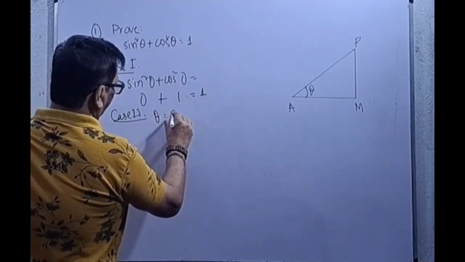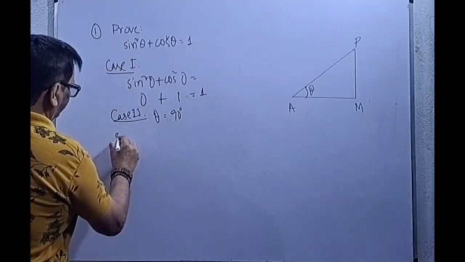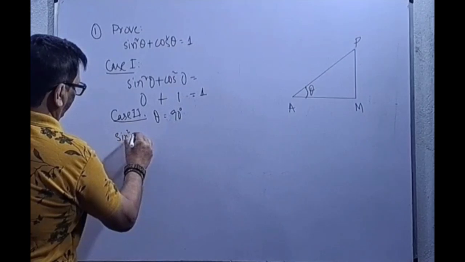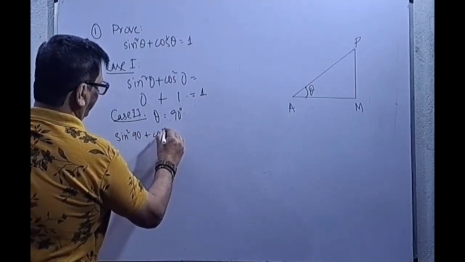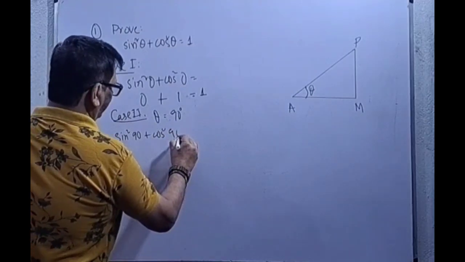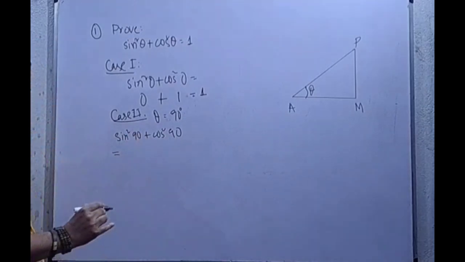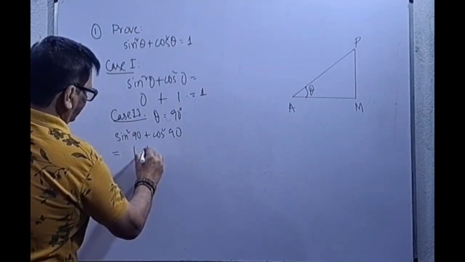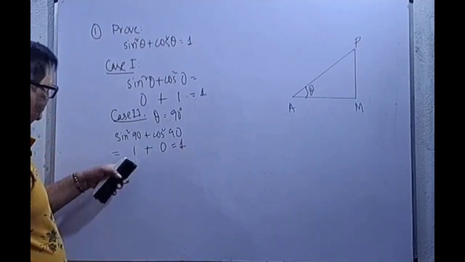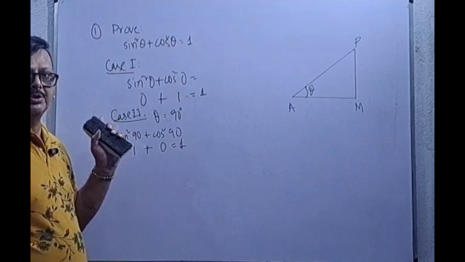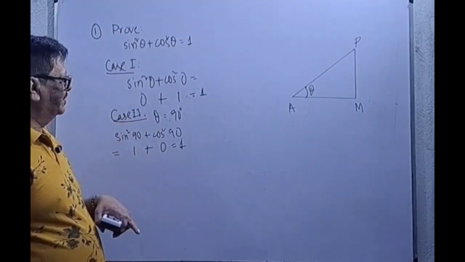Theta is equal to 90 degree. Correct. So sin² 90 degree plus cos² 90 degree is equal to sin² 90 degree is 1 plus cos² 90 degree is 0. See, all these values we get from our knowledge of special angles that we discussed previously.